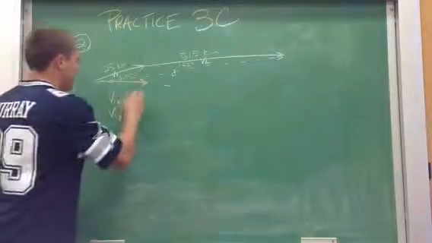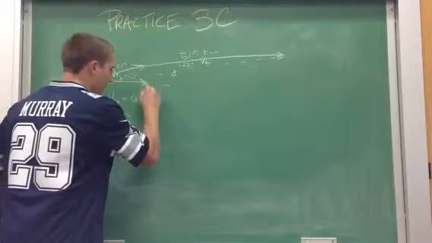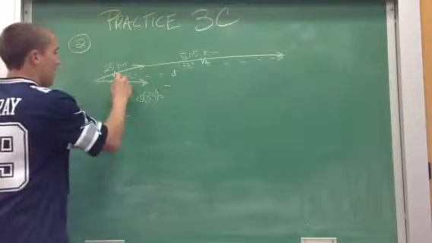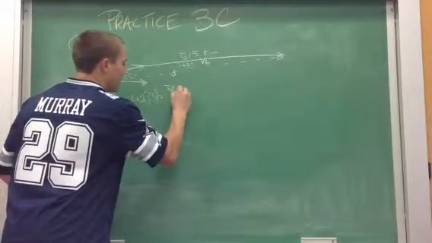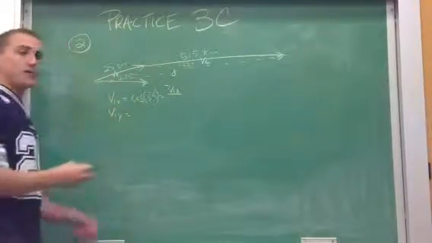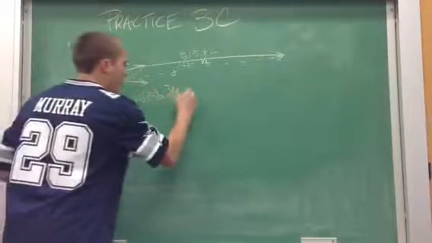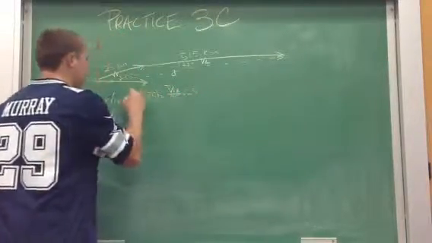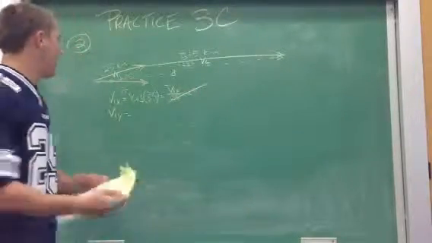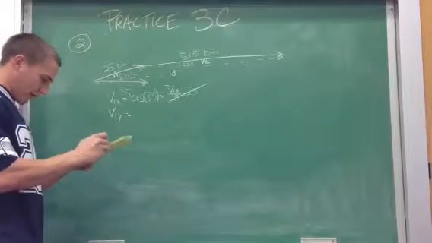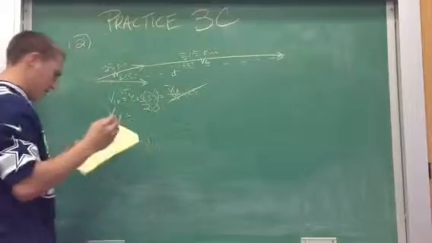So let's use cosine. Cosine of our angle, 35, equals our adjacent, which is vector 1 sub x, divided by the hypotenuse, which is the magnitude, 25. We multiply both sides by 25 to get that to cancel out. And if you plug it into your calculator, 25 times cosine of 35, we get 20.48 kilometers.